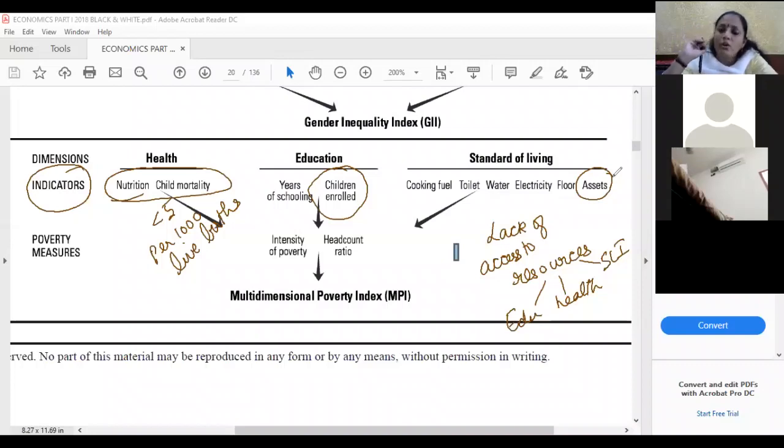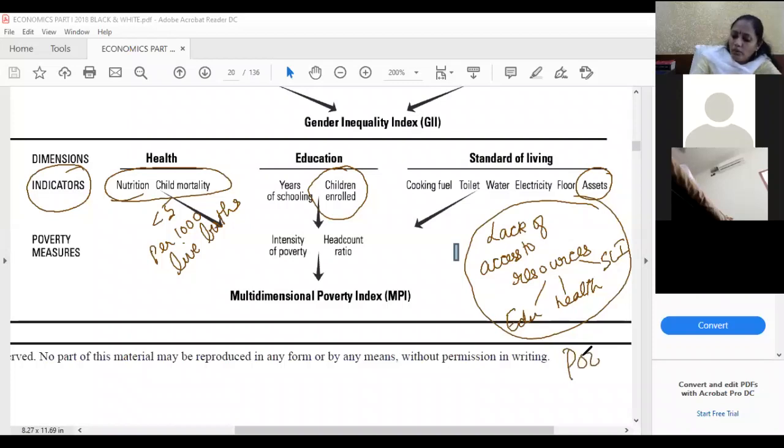So in case of UNDP, it doesn't just directly get into the income variable. It says that if you don't have access to the resources in terms of education, health, and standard of living, that's when I am going to call you a poor person. Though you want to assess whether you have or you don't have. If you don't have, I call you poor. If you have, I call you non-poor. Like this, you will keep on assessing, and then you will arrive at the total level of poverty.